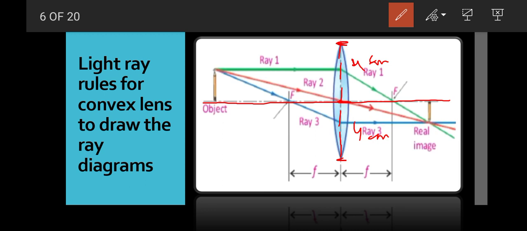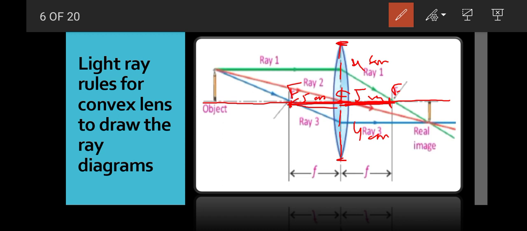And here you can see F, the focal point, drawn on both sides of the lenses. You have to take these distances equal. The distance from optical center to the focal point on one side, and the distance from optical center to the focal point on the other side, must also be the same. If you are taking 5 centimeter from C to F, then you have to draw again 5 centimeter from C to F on the other side.